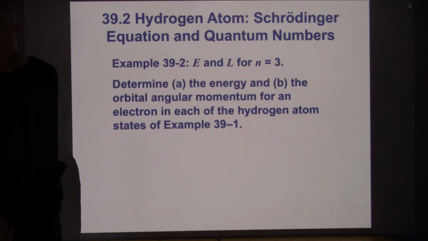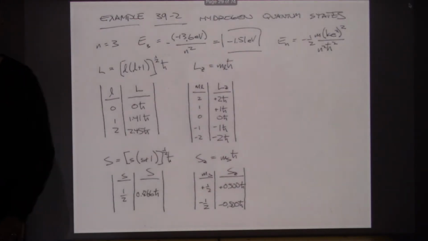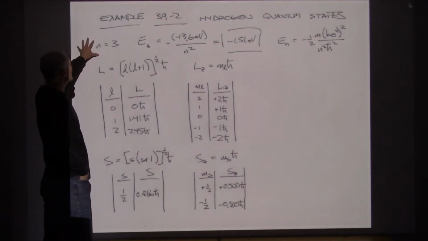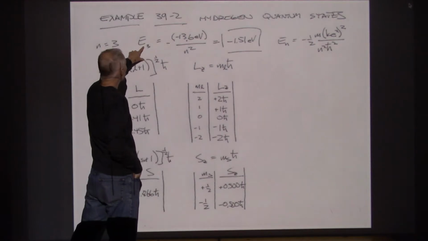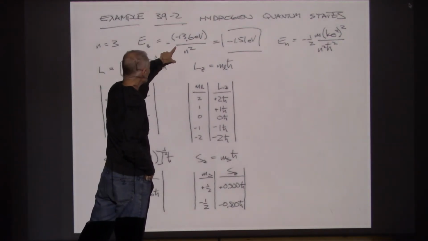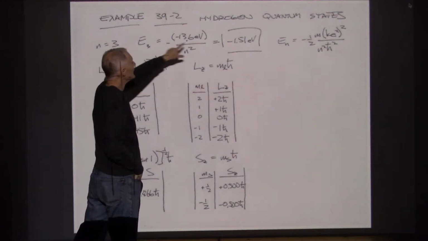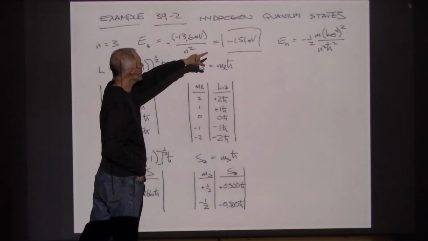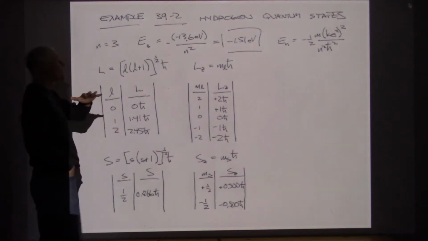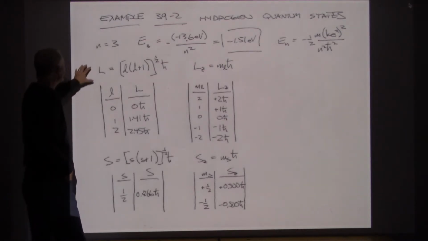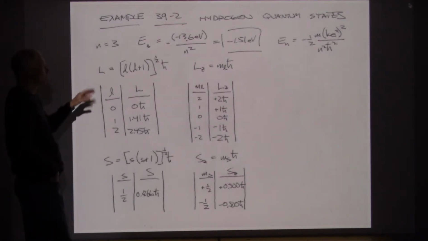Here's another example. What about n equal to 3? Well, if all we're told is that n is equal to 3, then the energy of that state would be 13.6 eV divided by n squared. N equal to 3 leaves us at minus 1.51 eV. So if this is hydrogen, then all the states are going to be at minus 1.51 eV. If it's a heavier element, then it's more complicated.